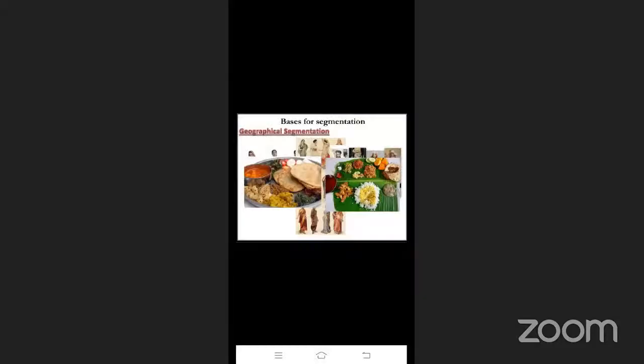So how will business houses actually segment the market? कैसे segment करते हैं, according to this example. यहाँ पे देखो आप, the basis for segmentation. So in geographic segmentation, according to the area or the place where people are living, वहाँ पे ये होता. यहाँ पे देखो example आप लोग, ये नॉर्थ थाली है, ये साउथ थाली है.